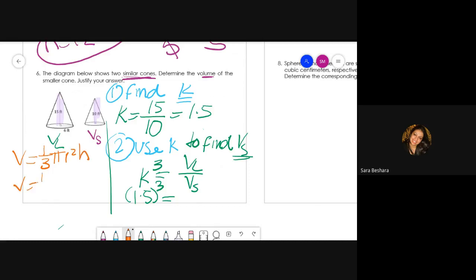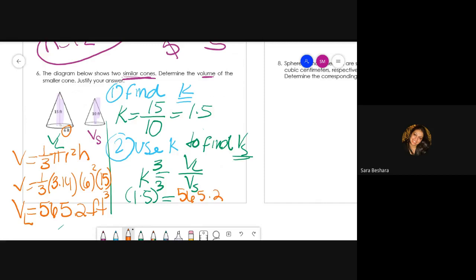So volume would be 1/3 times 3.14 times what's r? 6 squared, and h is 15. Once I do the math here, volume becomes 565.2 feet cubed. That's the large volume. Let's plug it here. The small volume is unknown.